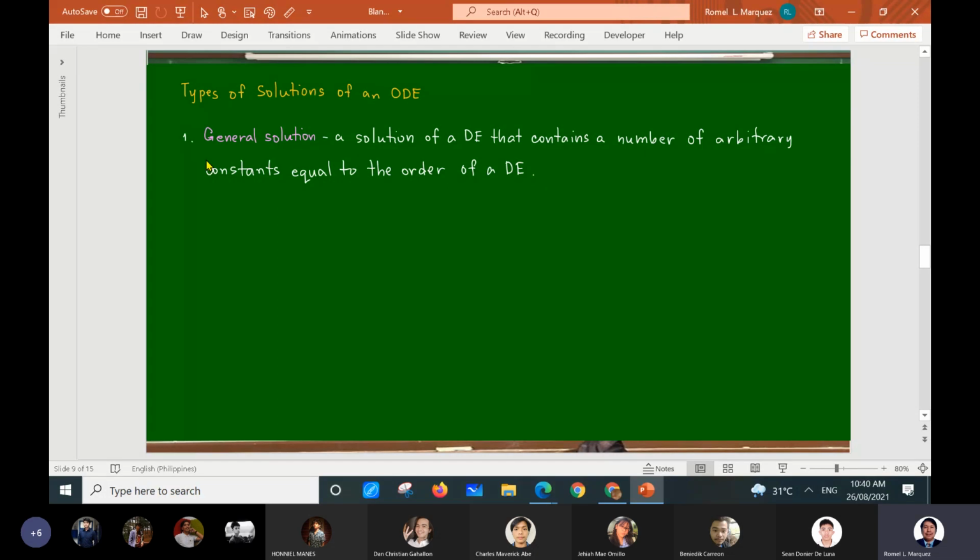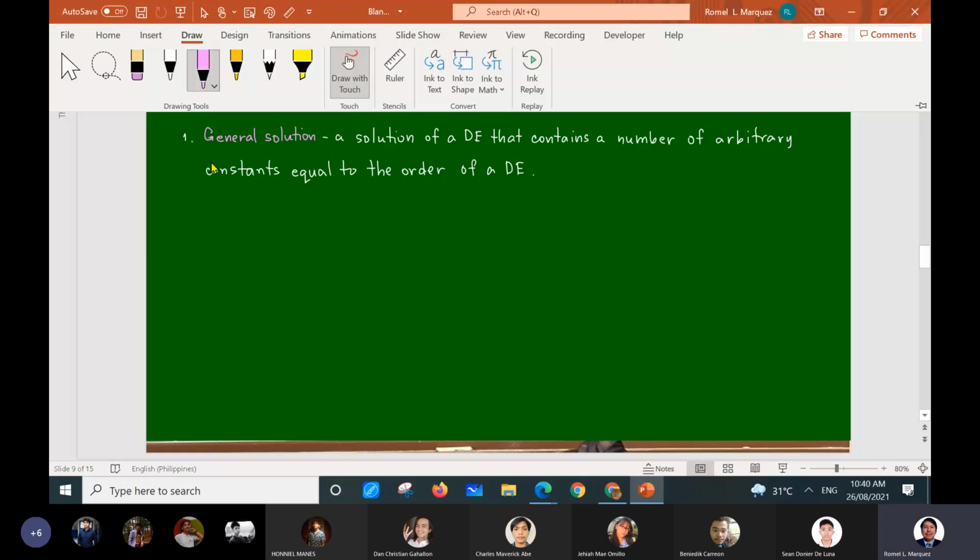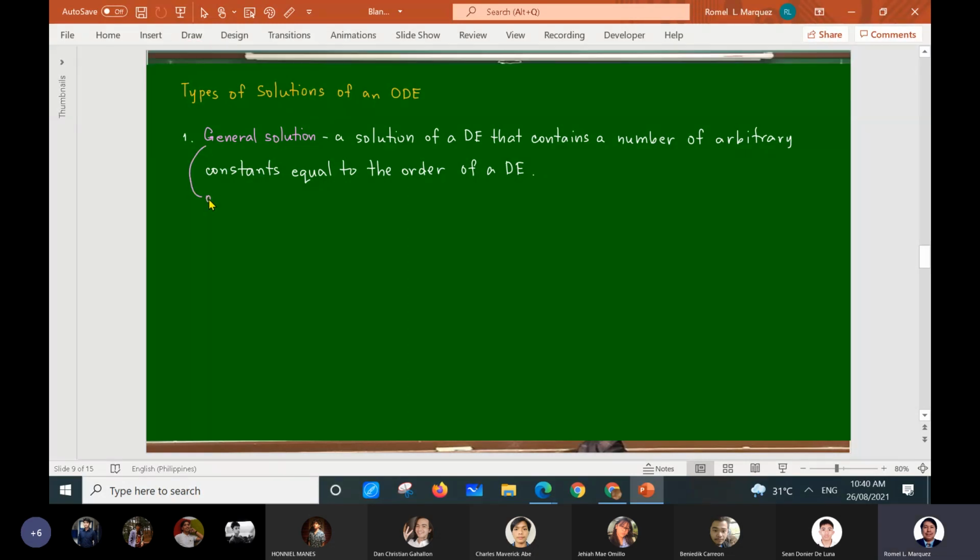It is also called a complete solution, guys. There are authors who use this term, but most of the books use general as the word for this general solution. Okay?